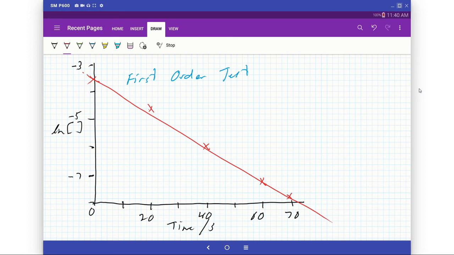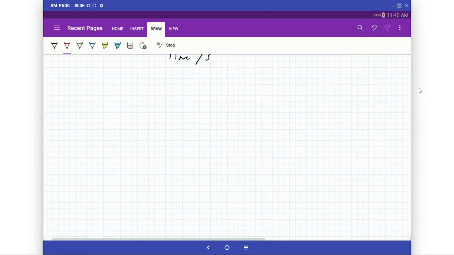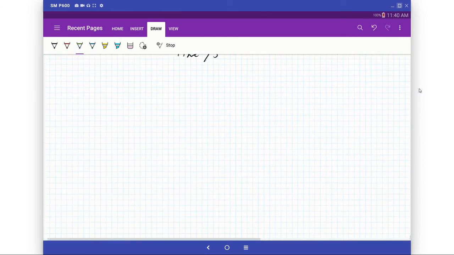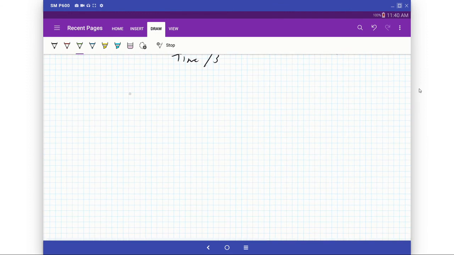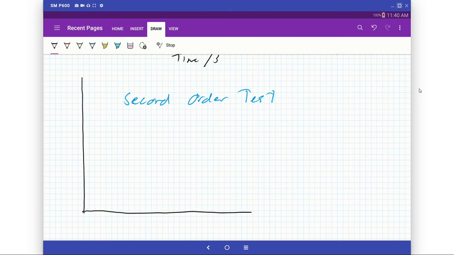I want to go through and, just for completeness, do the second order as well. So while it is very likely first order, we are going to do the second order. You would not need to do this on an exam. As soon as you get the correct answer, you're done. But we're going to do a second order test. And this is now plotting 1 over the concentration. 20, 40, 60.